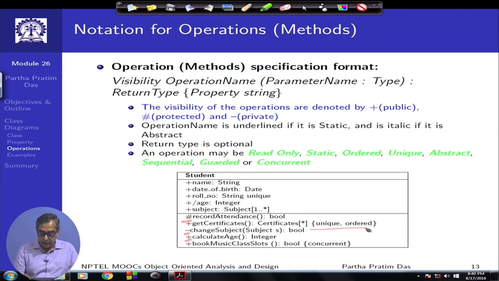Methods can be qualified by different qualifiers. We are saying getCertificate is qualified by unique and ordered, which means that this method will produce results which are a number of certificates. You can see the multiplicity is star, which means any number of certificates, 0 or more. But it says that it is unique, so if it returns a list of 3 certificates, then these 3 certificates will have to be unique. They are ordered, so there is some ordering between them. For example, the ordering could be the level of education for which the certificate is provided: the 10th standard certificate, the 12th standard certificate, the undergraduate certificate and so on.